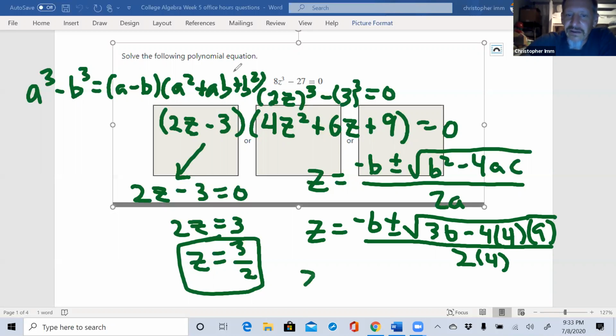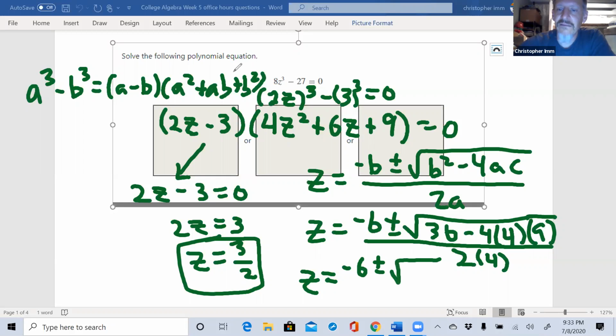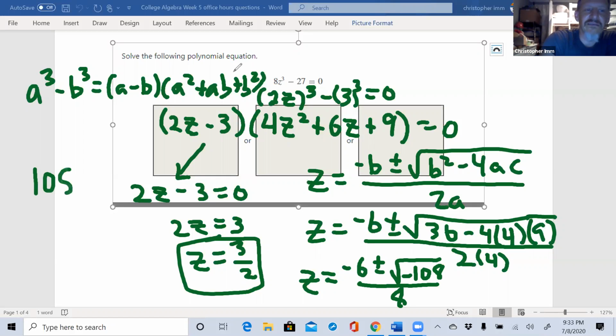So I'm going to simplify this out. I have z is equal to negative 6 plus or minus, so 36 minus 4 times 9. Well, I have a calculator here, so I'm just going to do that. I get negative 108. So the square root of negative 108 divided by 2 times 4, which is 8. Now, negative 108, you see there's a negative there, so the square root of negative 1 is going to be an i. So this is going to be an imaginary number, but we need to include those in our solutions.